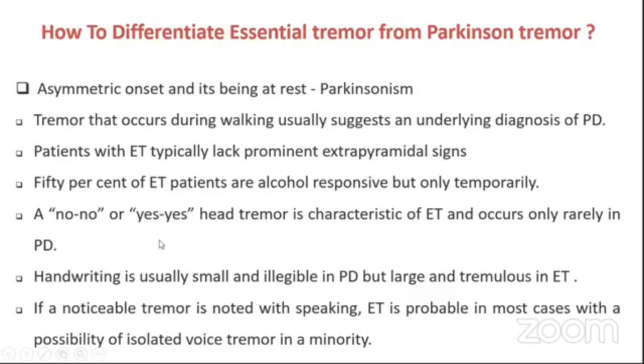Handwriting is also hampered in both cases. But in case of PD, the handwriting is small and illegible. It starts small and keeps getting smaller until it cannot be understood. But in case of ET, essential tremor, it is large and tremulous.